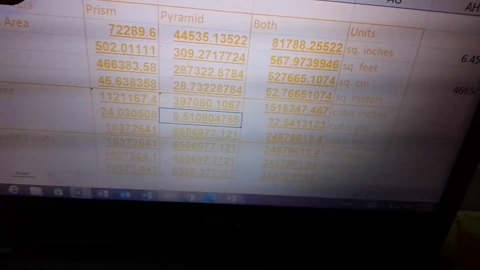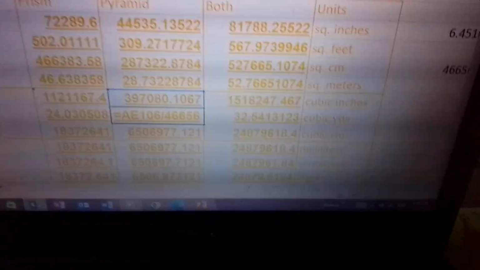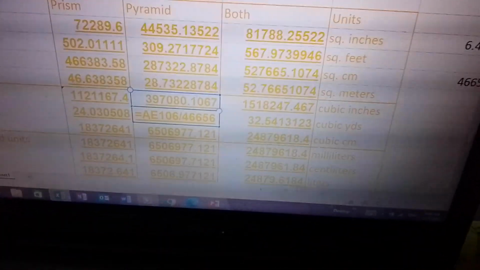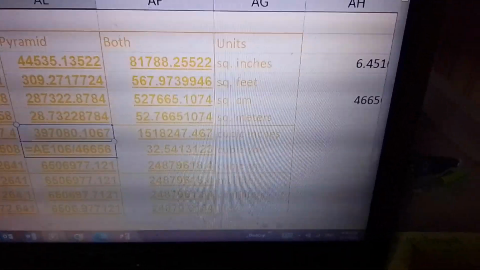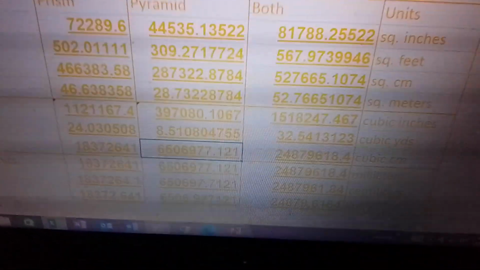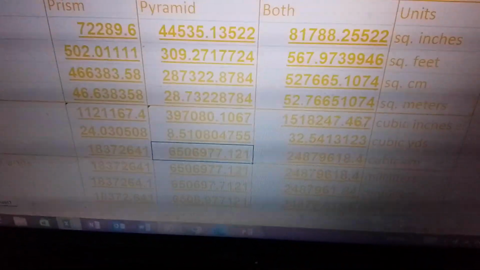Then the next thing we need to do is to convert that to cubic feet. So to convert that, it's going to be your answer divided by 46,656. And you remember this answer here, that has to be 36 cubed. So therefore, it's going to be your answer that you see here. Remember, we're going to convert that to a bigger unit, so we're going to have to divide. So divide by 46,656, which is 36 cubed. So that you can get 8.510. That is the answer in cubic feet.